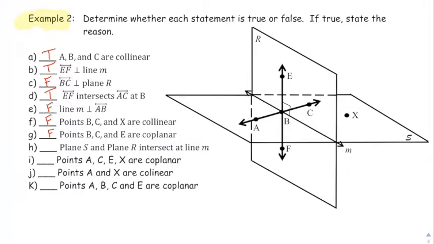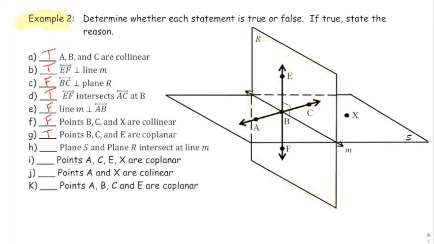Okay, and then, oh, whoops, I'm getting ahead of myself. B, C, and E are coplanar. So there's B, C, and E. Are those on the same plane? They are. They are on this plane right here, plane R. So I'm going to say that is true right there.